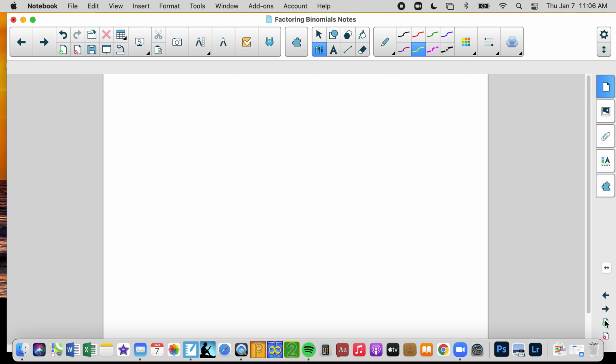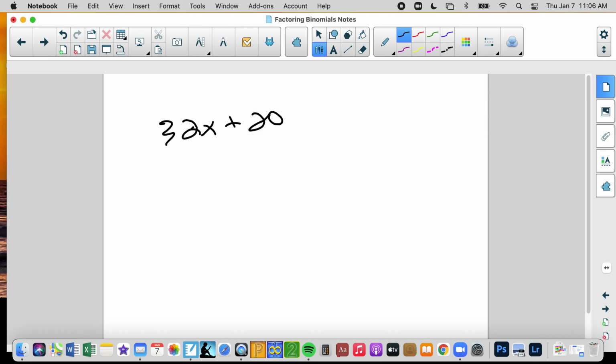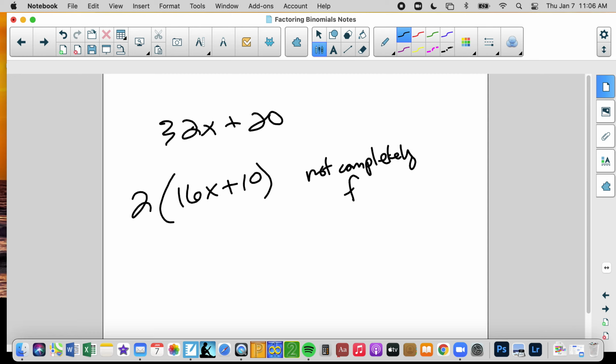So if we look at that problem, 32x plus 20, if we took out just a 2 and factored out a 2, we'd get 16x plus 10. And what's wrong with this is it's not simplified. It's not completely simplified or factored. And it's not completely factored because there's still a common factor within these two terms. You can still factor out a 2. That's why we always have to take the greatest common factor.